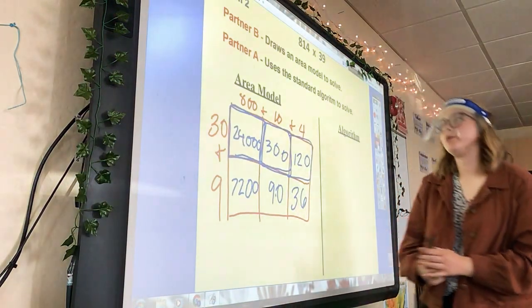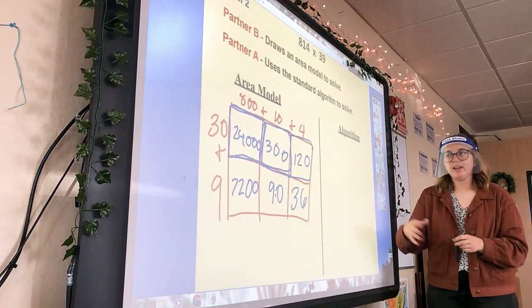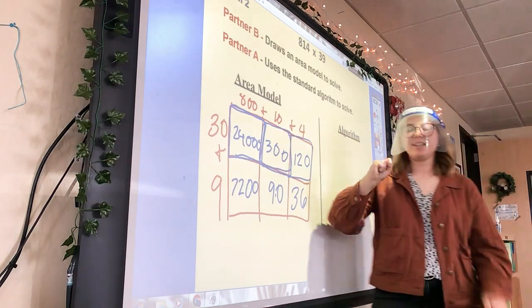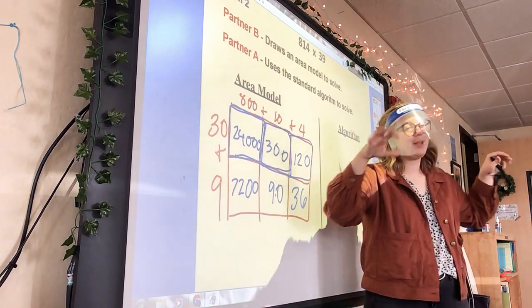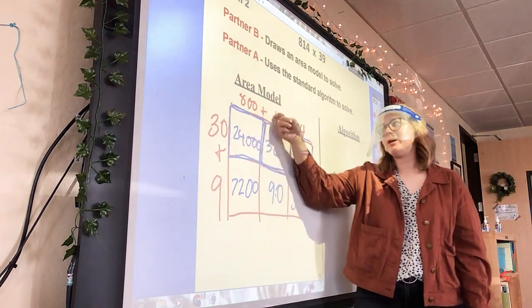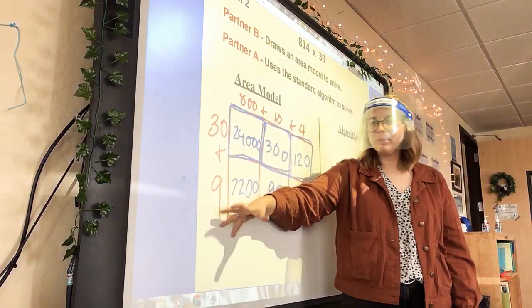So to review, we are doing 814 times 39. So I'm starting with the area model, okay? I expanded the numbers out. I did 814, I pulled it apart, put it in expanded form. So 800 plus 10 plus 4. And then I did the same thing with 39, so 30 plus 9.